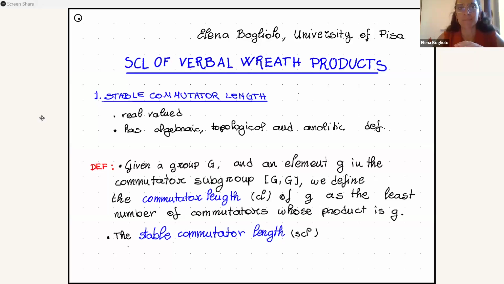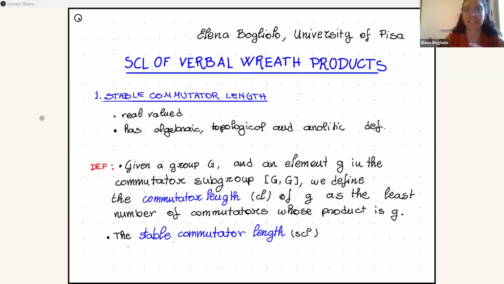Stable commutator length is an invariant that you probably have already heard of. It is a real valued invariant for groups, and it allows for three definitions that come from three different areas of mathematics: a more algebraic, a more topological, and a more analytic definition. This triple nature of the stable commutator length is one of the reasons why it appears so often, in particular in geometric group theory. The idea of stable commutator length is to measure how far a group is from being abelian.